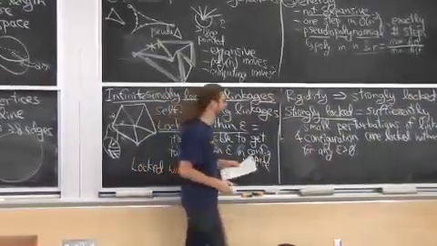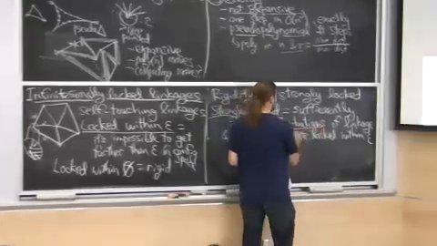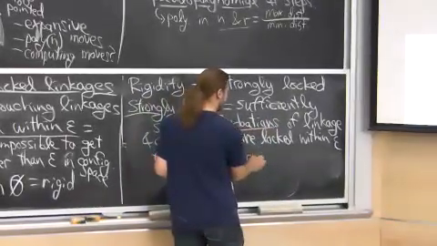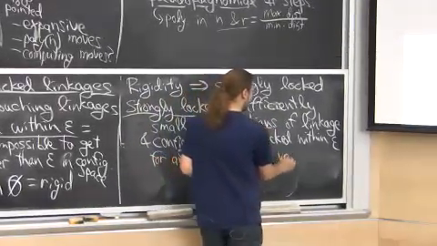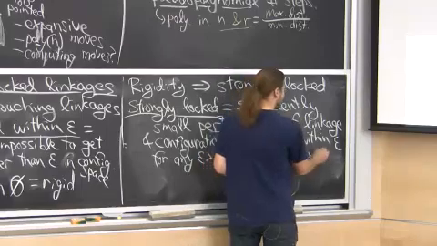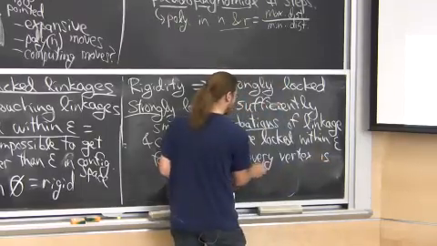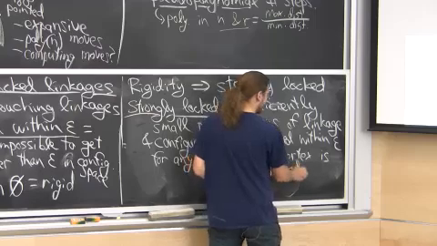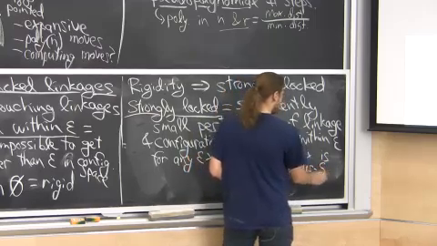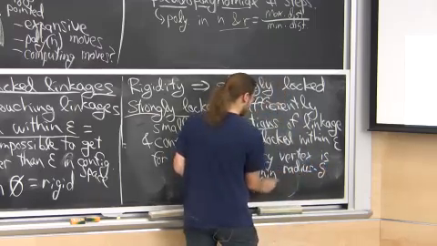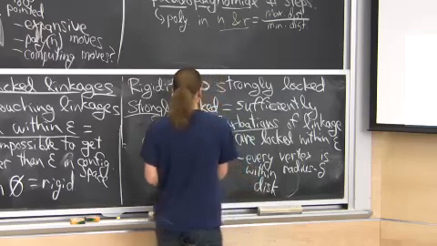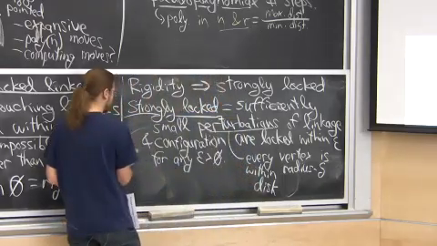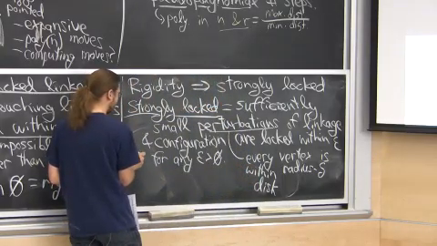And I didn't define perturbation, but I just mean every vertex stays within a radius delta disk. And sufficiently small here is delta, which is a function of epsilon.